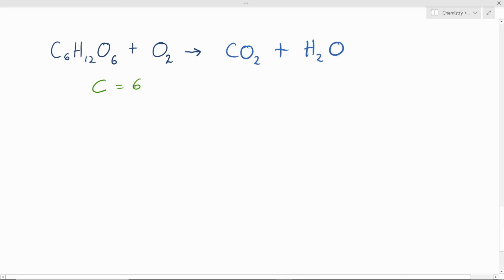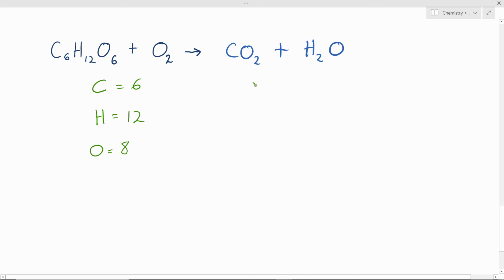For carbon, I have 6 atoms on the reactant side. I have 12 atoms of hydrogen. And for oxygen, well, I have 6 over here plus 2 over here. 6 plus 2 is 8, so I have 8 atoms of oxygen.